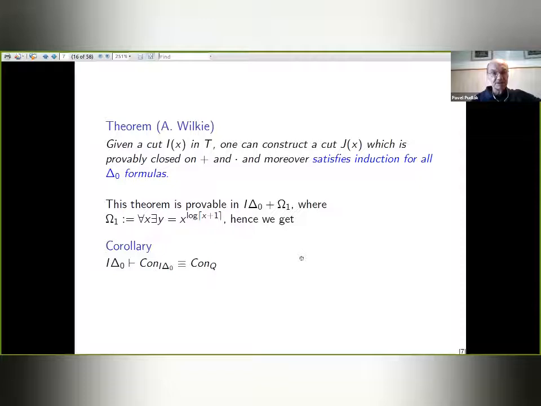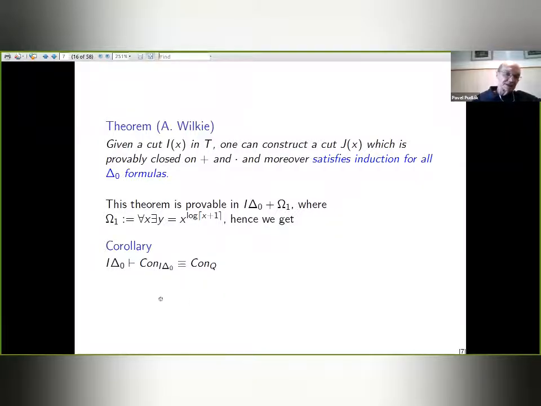Since we have these interpretations, what is the argument here? Okay, so as a corollary, we get that consistency of Q and consistency of I delta zero are equivalent in some weak theory, a theory in which we can show these theorems, Wilkie's theorem and the lemmas about cuts closed under times and plus.